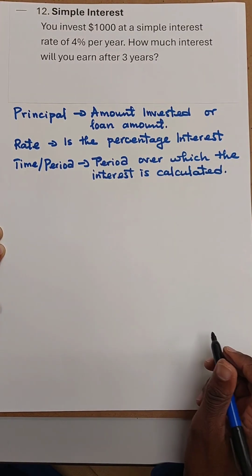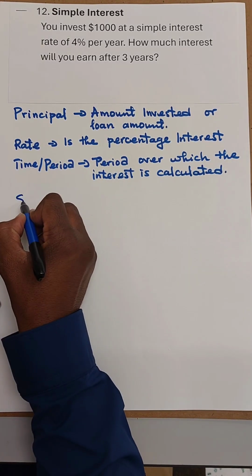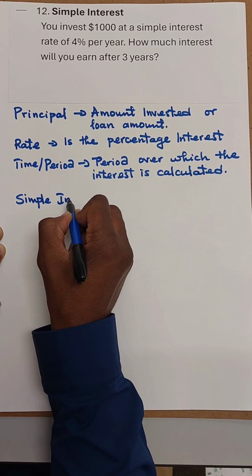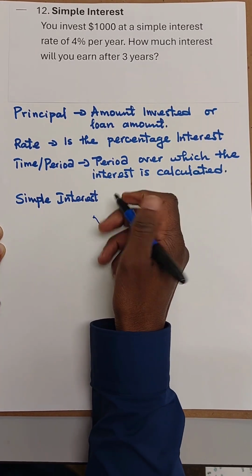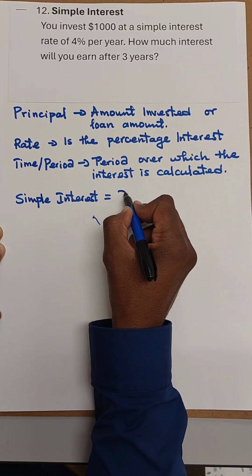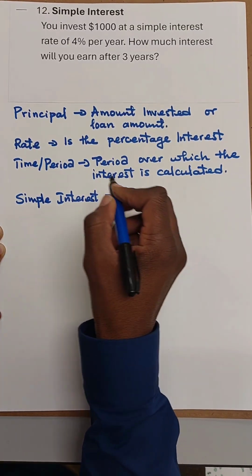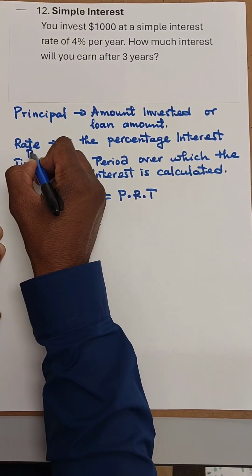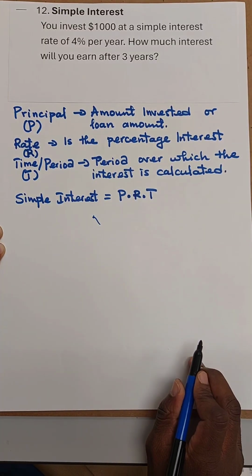And then, of course, we have the interest. So, simple interest is calculated by multiplying principal times rate times time. Okay, so time, rate, principal. All right.